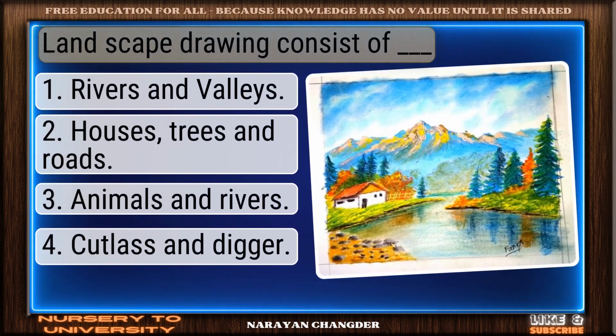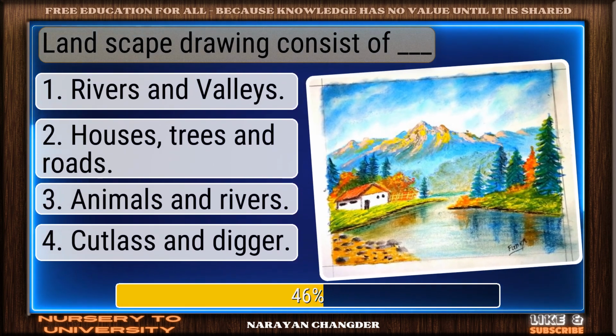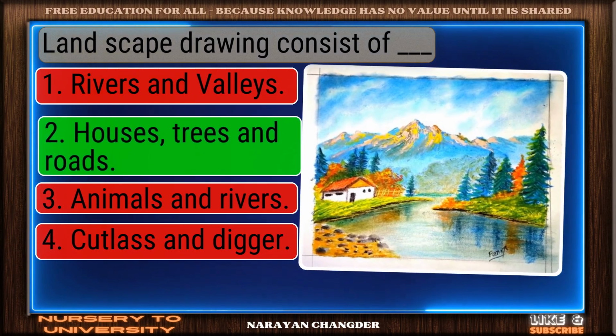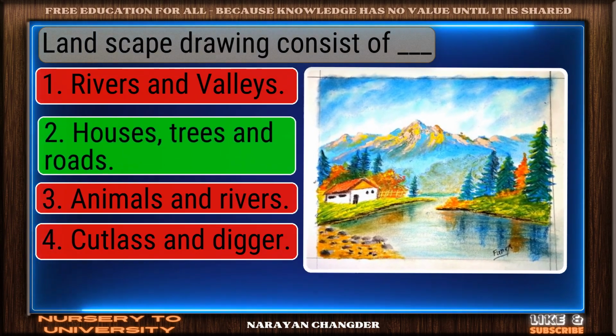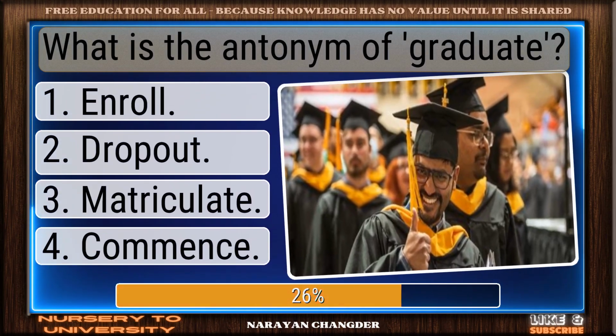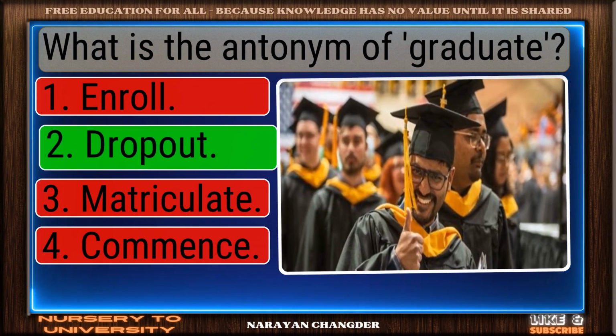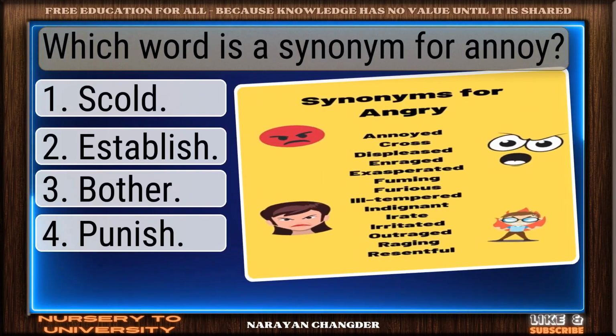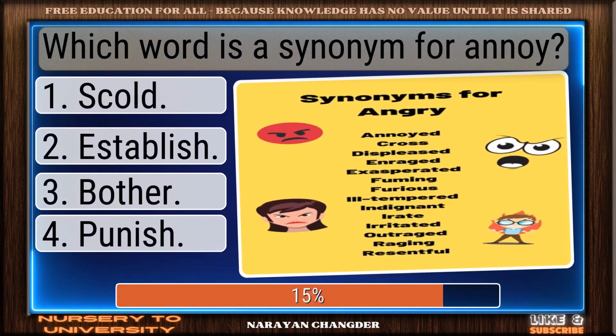Landscape drawing consists of dash. Right again. Houses, trees, and roads is a valid answer. What is the antonym of graduate? Great thinking. Dropout is the right choice. Which word is a synonym for annoy?